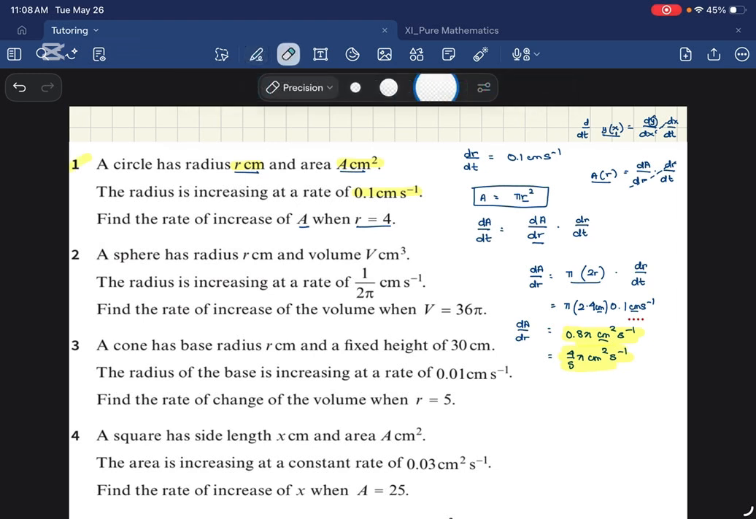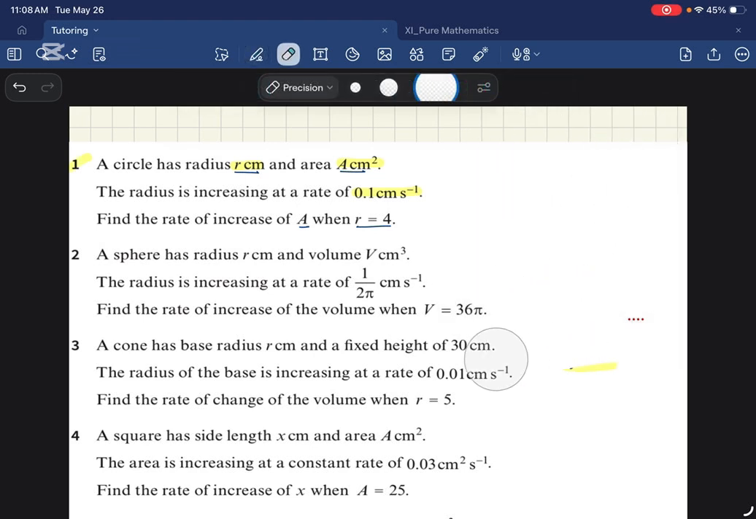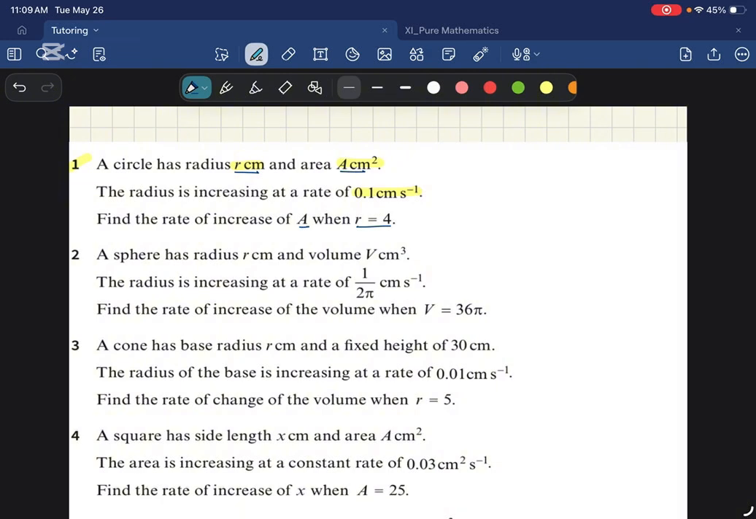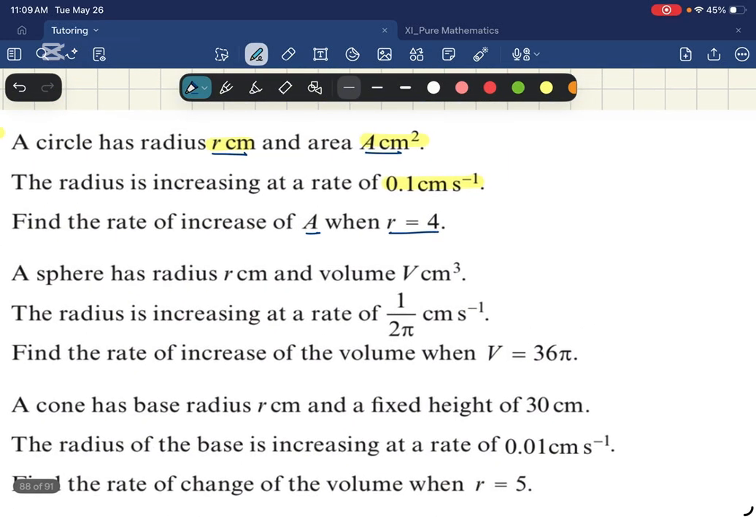And most of everything else is going to be very, very similar. A sphere has a radius r and a volume V. Remember, the volume of a sphere is 4 over 3 pi r cubed, right? And now we have V with respect to r. So dV by dr, if I differentiate this with respect to r: 4 over 3 and pi are constants, so I just differentiate r cubed and get 3r squared. The 3 and 3 cancel out, so I get 4 pi r squared. That is dV by dr.